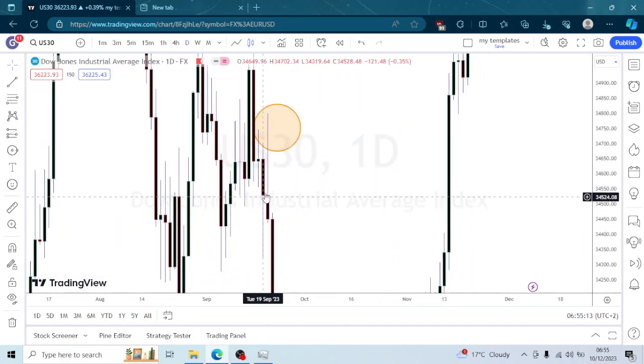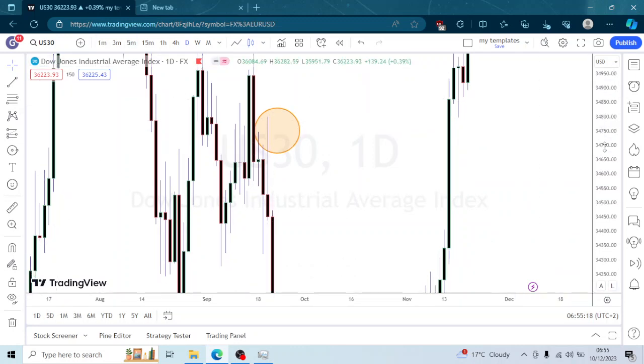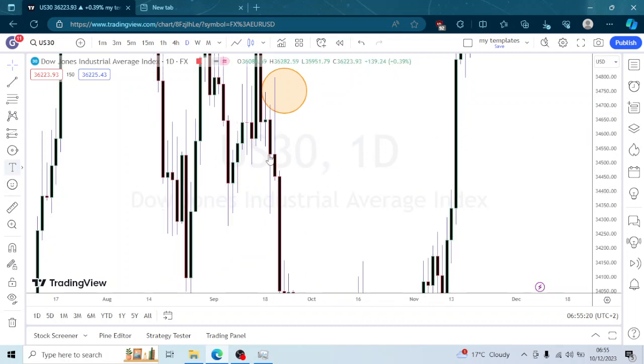Let's do this. This was the open of this thing. Should we use candlestick patterns, or should we use a bar chart? Now, let's stick to the candle, right?